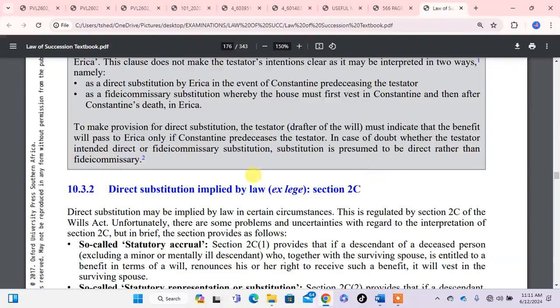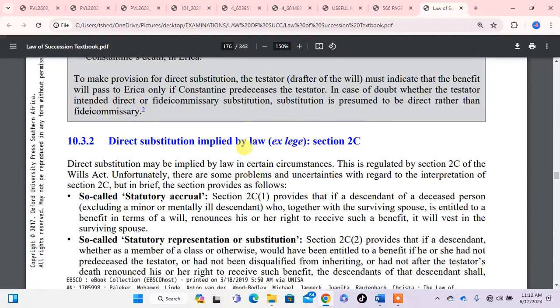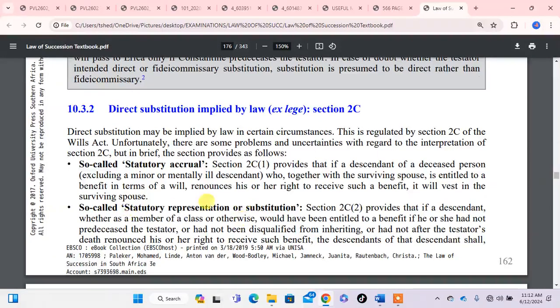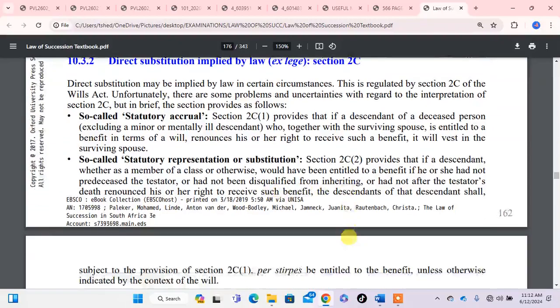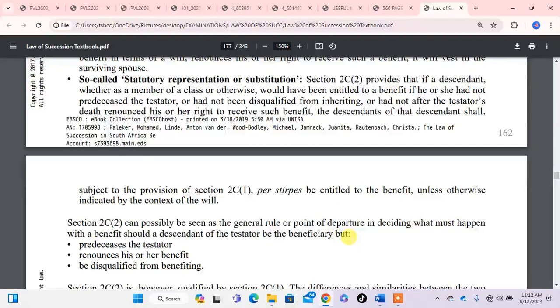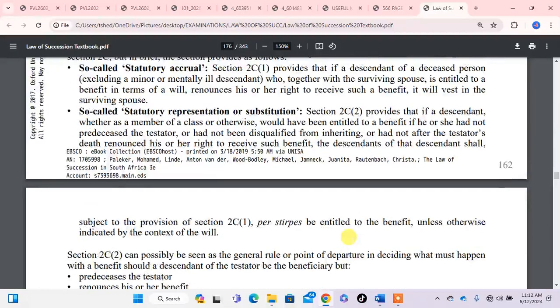It is very important for you to know about the direct substitution which came with subsection 2C. Section 2C has a so-called statutory representation. It provides that if a descendant, whether as a member of the class or otherwise, would have been entitled to a benefit if she had not predeceased the testator, or had not been disqualified from inheriting, or had not after the testator's death renounced his or her right to receive such benefit, the descendants of the decedent shall, subject to the provision of section 2C1, be entitled to the benefit.